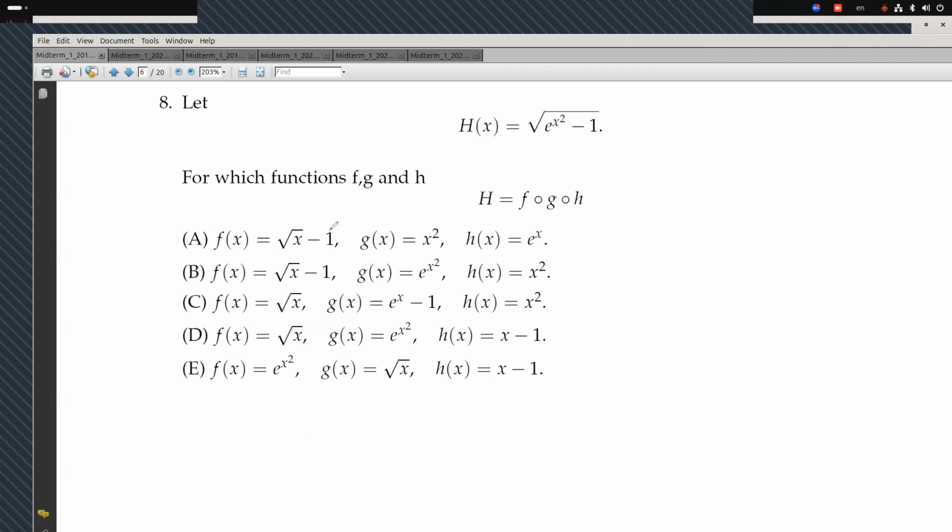What if it is the root of x minus 1? We are going to get minus 1 at the end. It is not the same. Okay. See? So, okay, let's check this here.